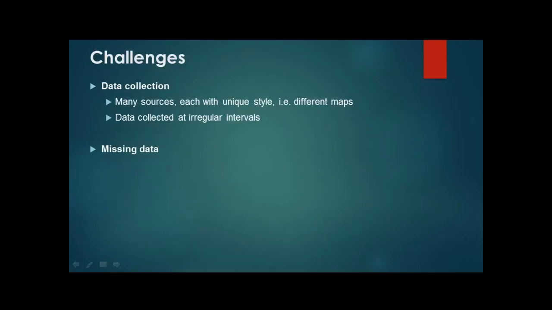And the data is also collected at very irregular intervals, like 3 or 4 different years apart from each other. We also had a lot of missing data. We had complete years that we didn't have. We didn't have monthly distributions.